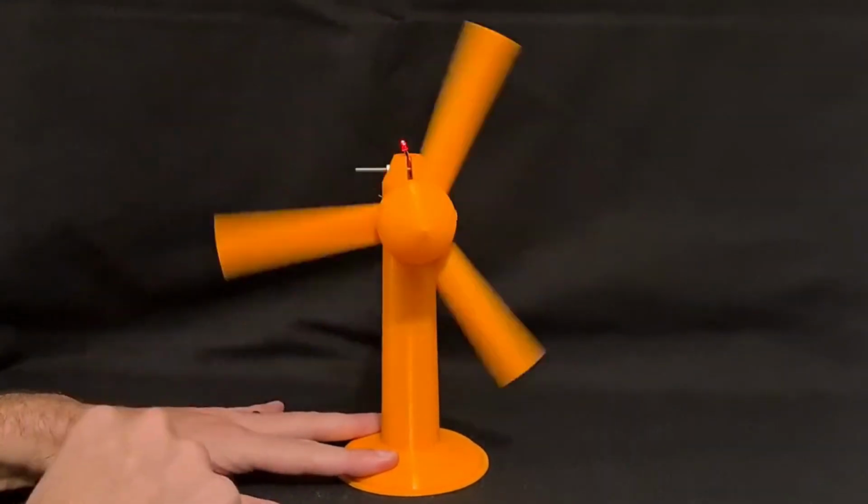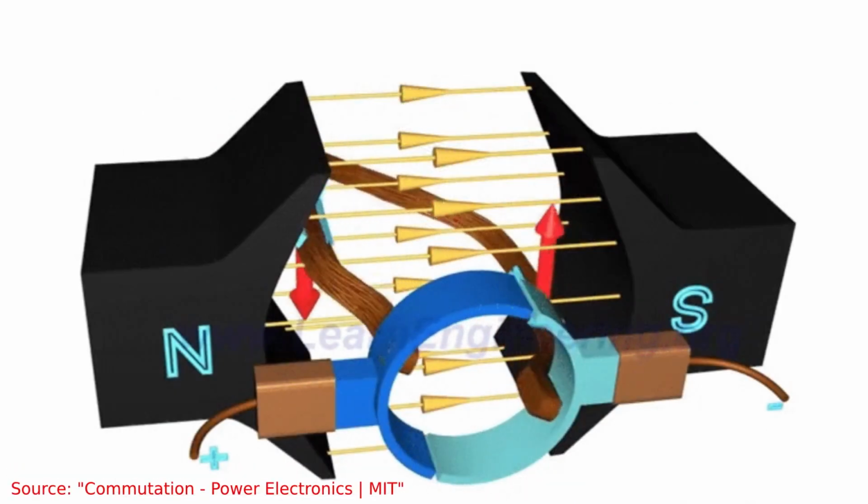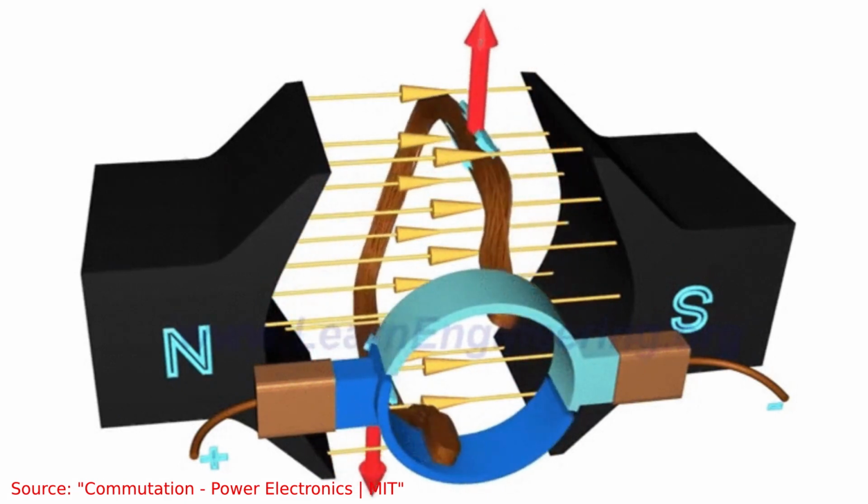The generator that lights the LED is a brushed DC motor. This DC motor has permanent magnets in the stator, which is the outer part that doesn't move. In the rotor, which is the part that rotates, there are a lot of windings wound around the armature, which are connected to the commutator. The brushes, which brush against the commutator, are stationary, and that's where we connect to.